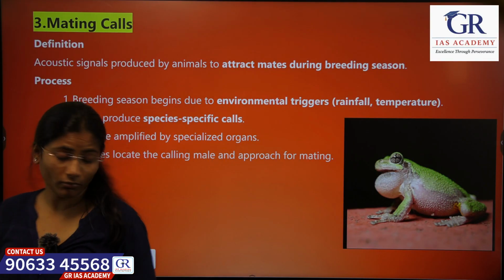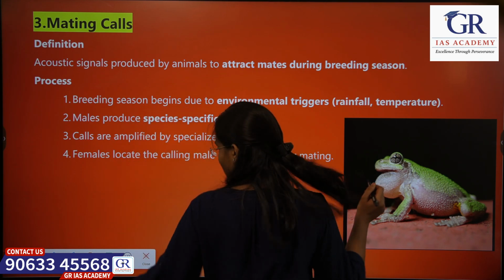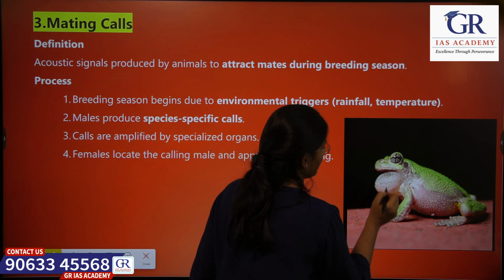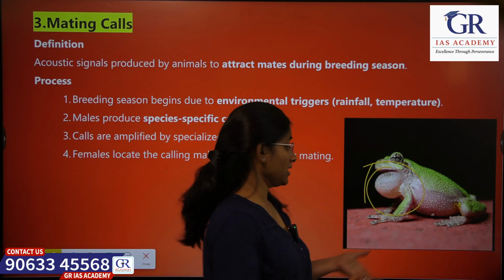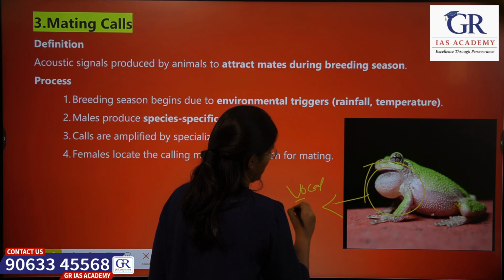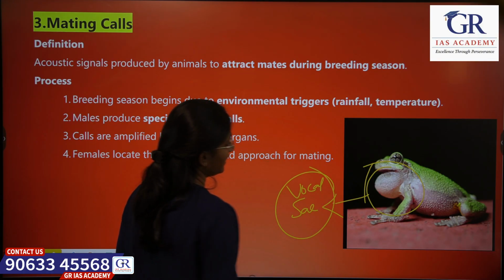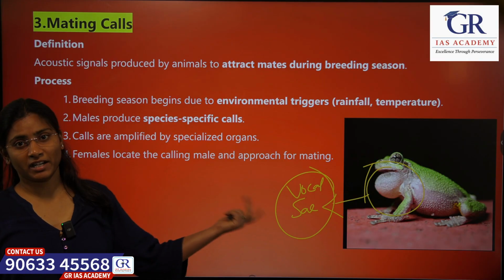So what is its mechanism? The frog's sound is amplified by vocal sacs. So this is the vocal sac of the frog. Their sounds are amplified by the specific organ of the frog, which is called the vocal sac. Like that, every species might have a different specific organ for amplifying their mating calls.